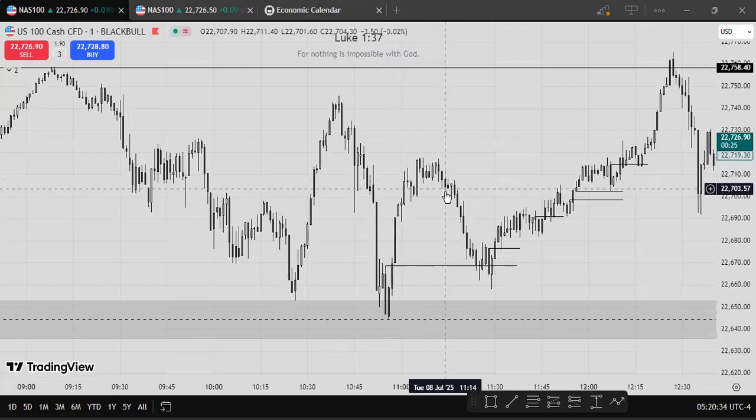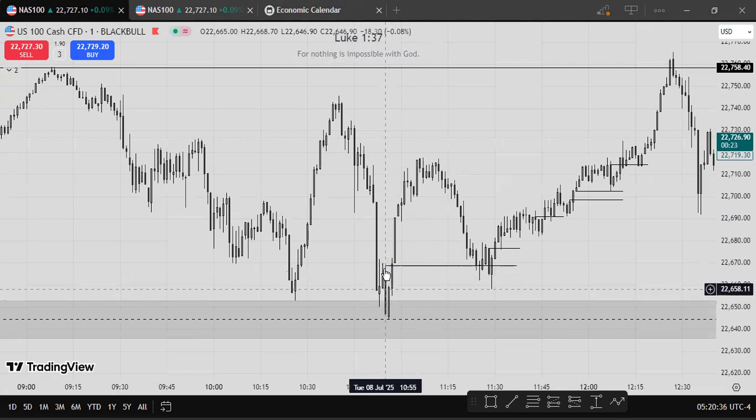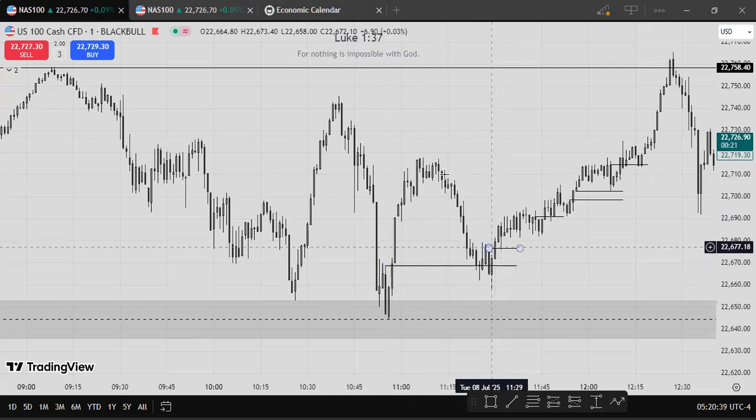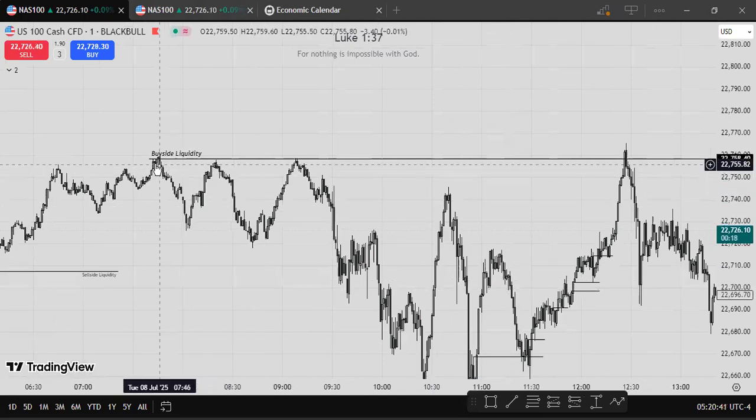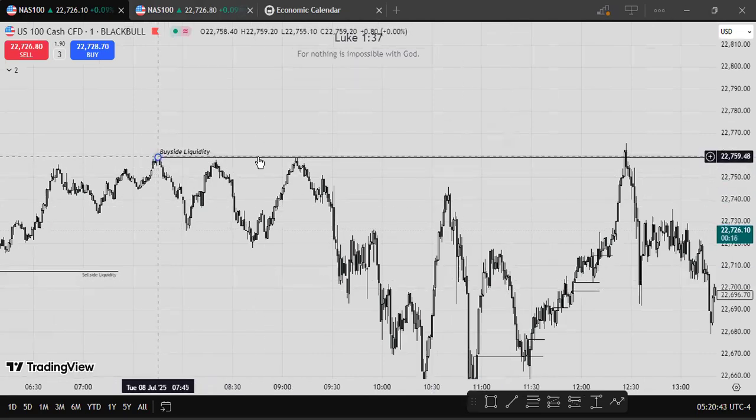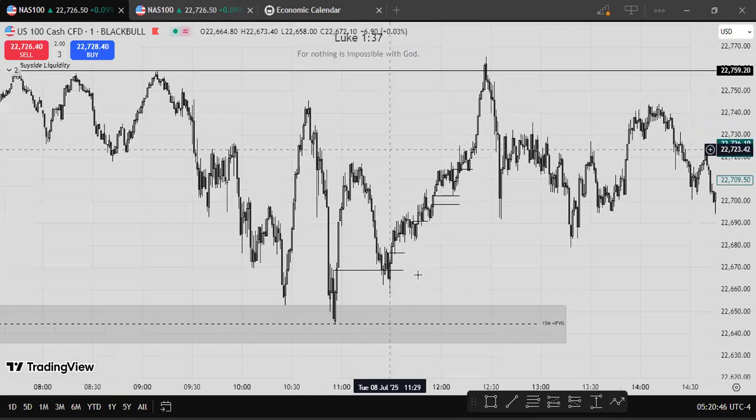I think we were somewhere here. And then I said I would at least want to see us trade into this before we start pushing higher for these highs, because these highs here are too smooth. Definitely want to see those get taken out.